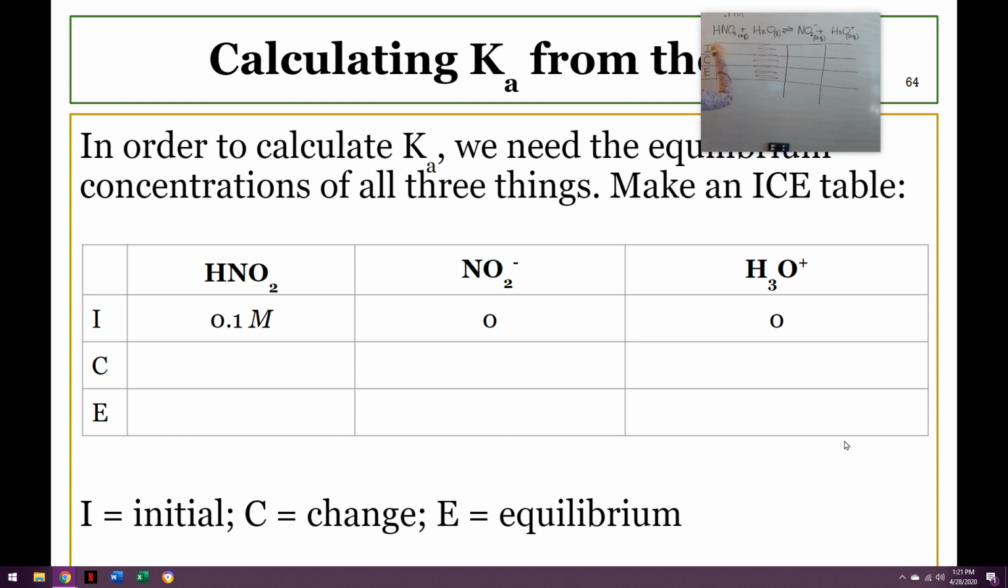But for HNO2, initially, the problem told us it was 0.1 molarity. And initially, we had 0 NO2 minus and 0 H3O. We know from finding the pH of 2.17 that we calculated our H3O was equal to, let's put that in scientific notation to make it easier, 6.8 times 10 to the negative 3. So there is our H3O.